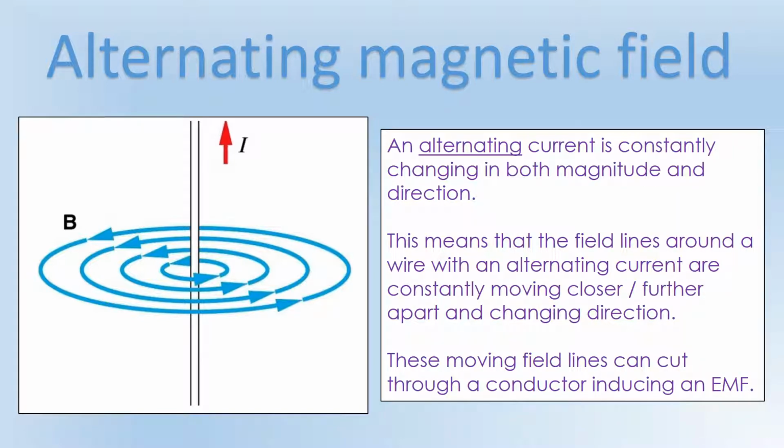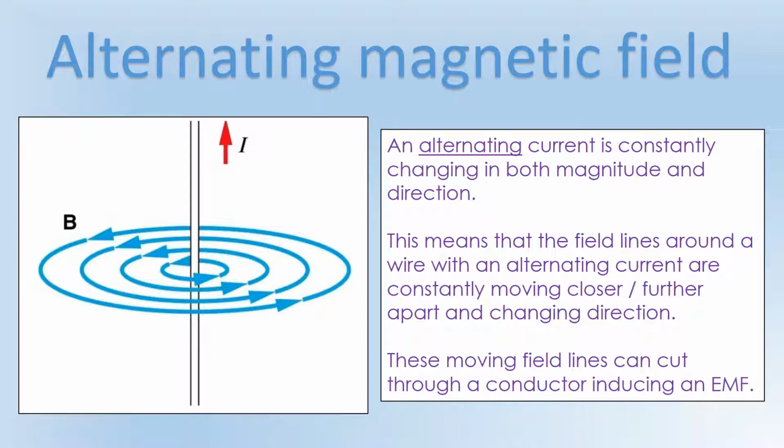So a current that's constantly changing in magnitude and direction. What that's going to mean is that the field lines are going to be constantly moving, because a large current has a very strong magnetic field, which means the lines will all bunch up together. Or if you have a weak field, the lines get further and further apart. And if our current's changing direction, these field lines are also going to be changing direction. So we've created another scenario where these field lines are moving.